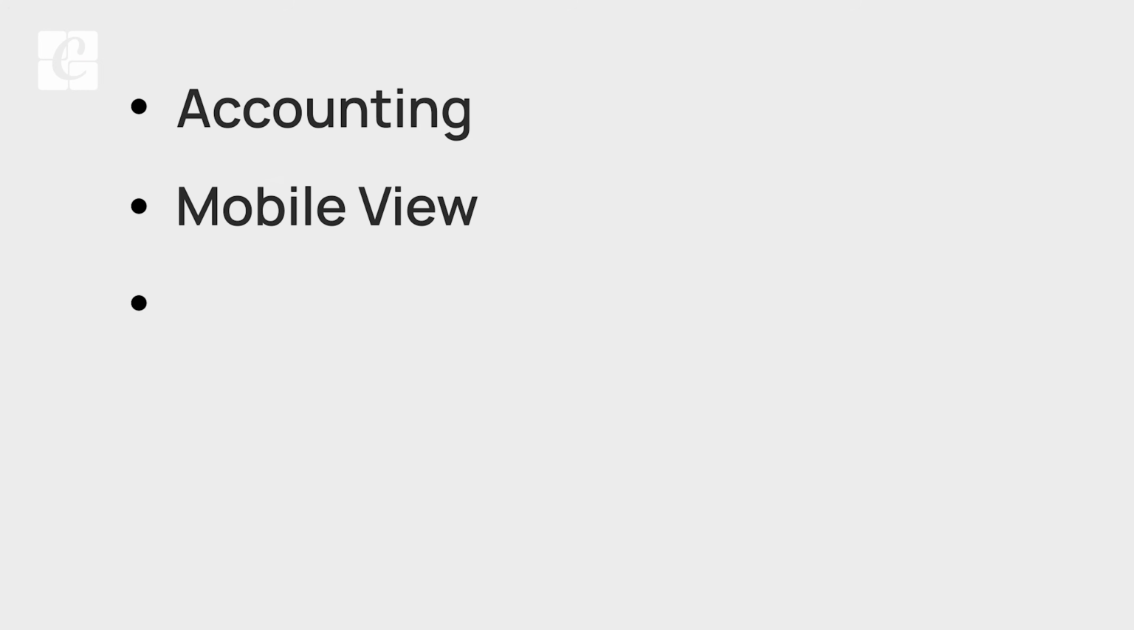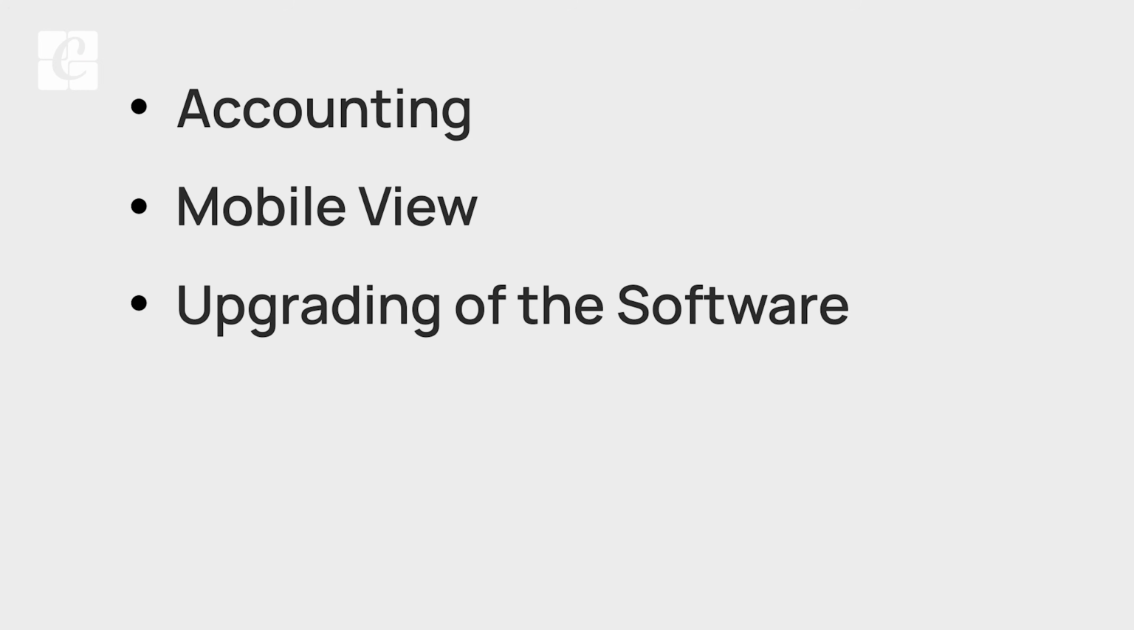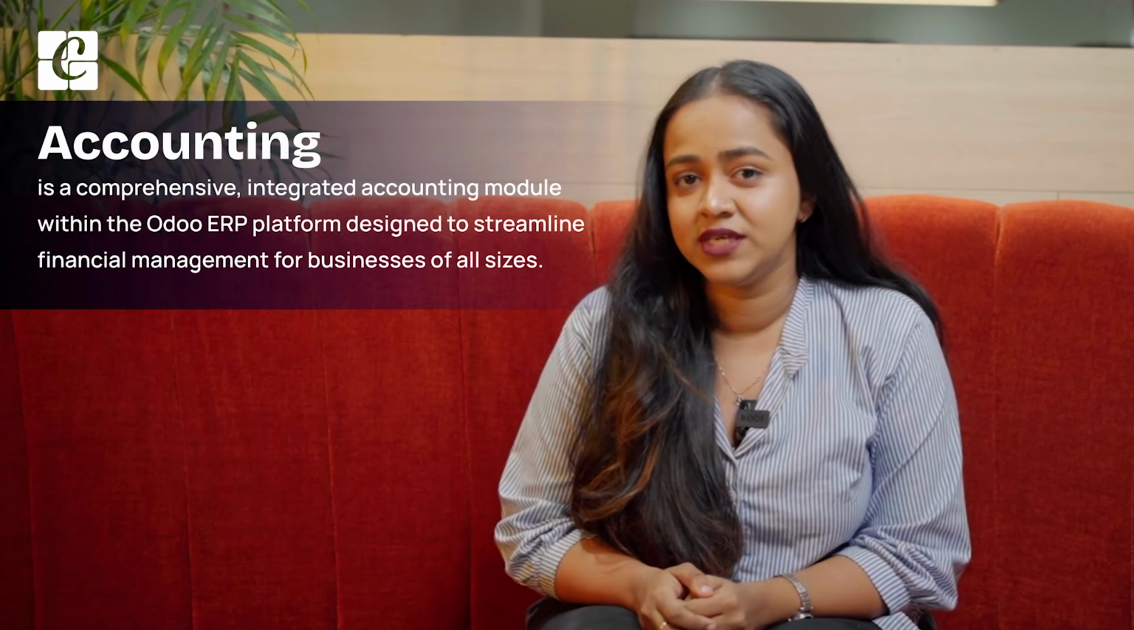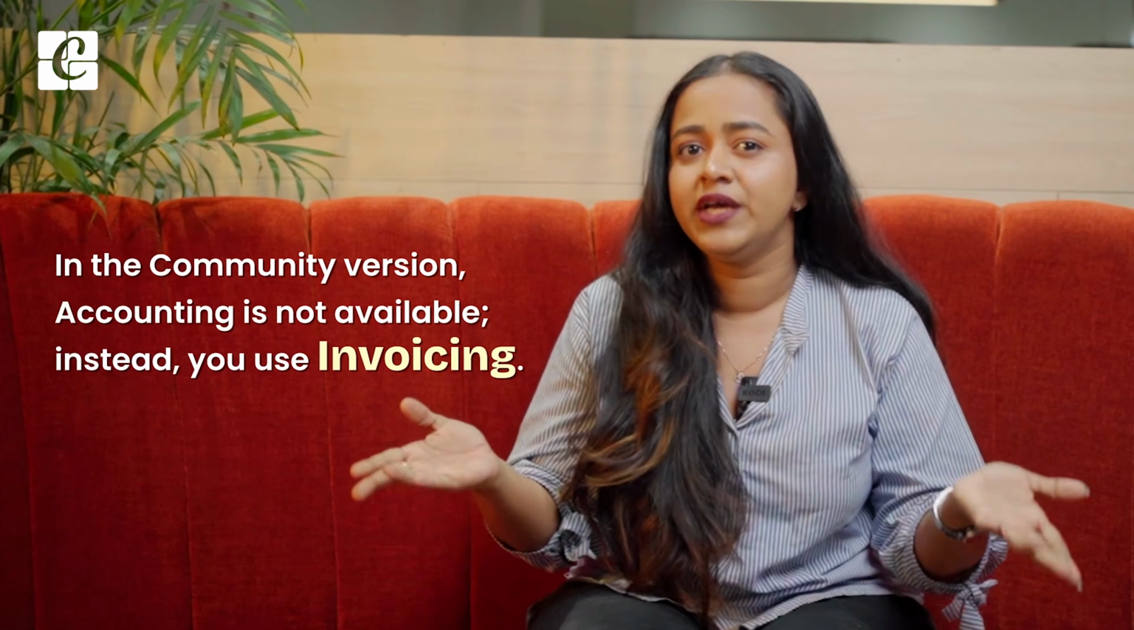And here is where the dream of free usually hits the brick wall. There are three massive holes in the Community edition that most growing businesses fall for: the accounting, the mobile view, and the upgrading of the software. The very first thing is the accounting. In the Community version, you can't find anything called accounting.